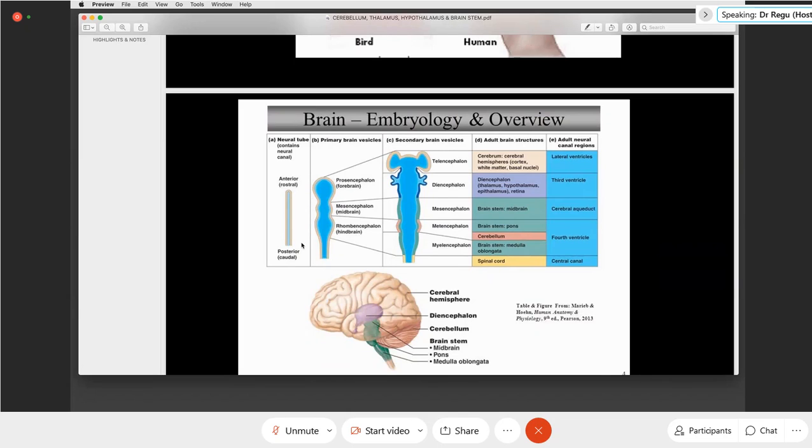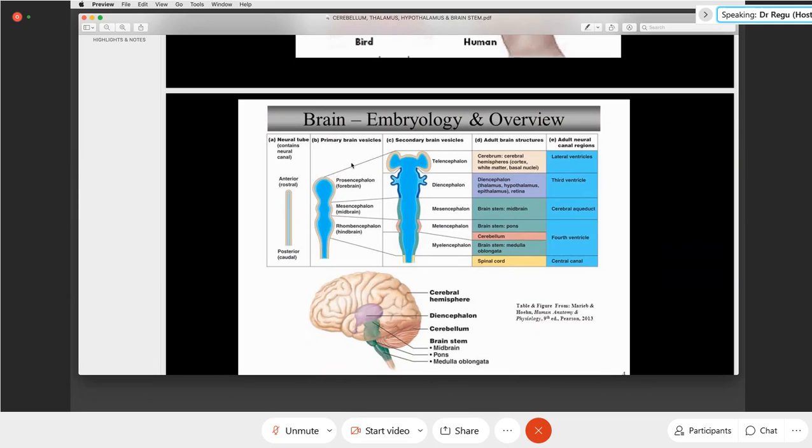Now, if you observe the slide that I've posted, what happens is parts of the tube, the rostral or the anterior portion, develops into vesicles. Vesicles are fluid-filled cyst-like structures, right? And these vesicles, in the early stage, are known as primary brain vesicles. They are divided into just three vesicles: the proencephalon, the mesencephalon, and the rhombencephalon.